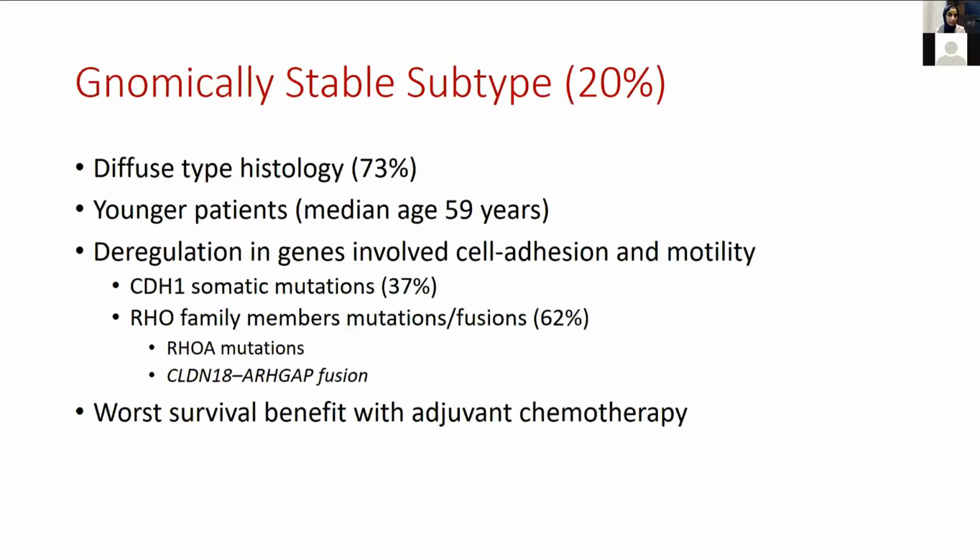and HER3. The genomically stable subtype constitutes about 20% of cases and is peculiarly characterized by diffuse type histology in 73% of cases, and occurrence in younger patients. And it has been shown that there's a deregulation in genes involved in cell adhesion and motility, including CDH1 and the RHO family of genes, which are RAS superfamily members. Because of deregulation of these genes, it was thought that this contributes to the diffuse type histology seen in this category. This category is also associated with worse survival benefit with adjuvant chemotherapy.